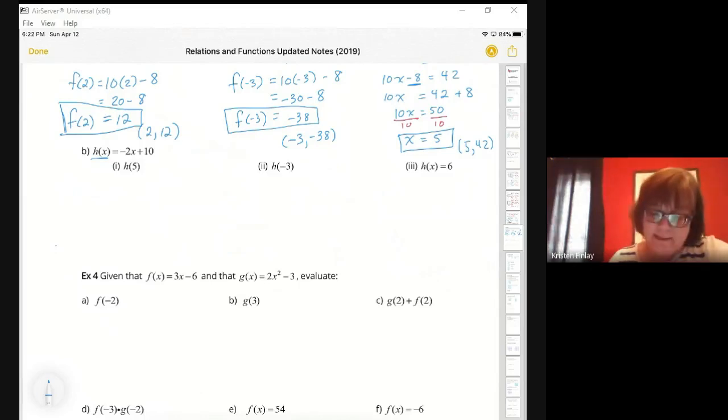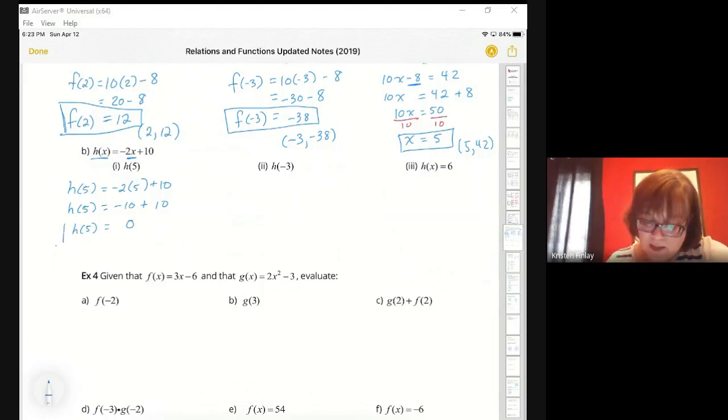Okay, so looking at this, we're going to do the same thing. So we want to figure out what h of 5 is. So we have a different expression here. Negative 2 times 5, I substitute in 5 for the x, plus 10. So h of 5 is equal to negative 10 plus 10. So h of 5 equals 0. And that would be our answer.